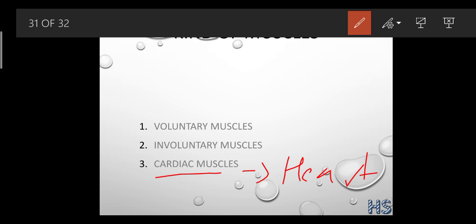But the only difference between these 2 muscles is that cardiac muscles work 24/7, but involuntary muscles do not work 24/7. Whenever you go to sleep, your eyes automatically shut, and at that period of time the blinking of eyes does not take place. So involuntary muscles work for a particular period of time, but cardiac muscles have to work 24/7, because if your heart muscle stops working, the person can die.